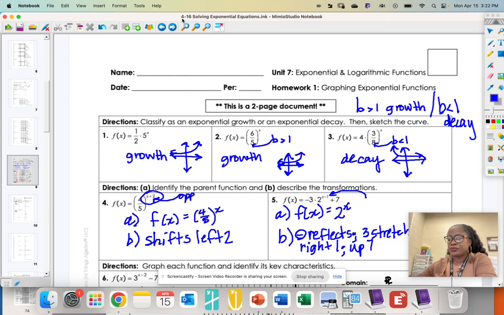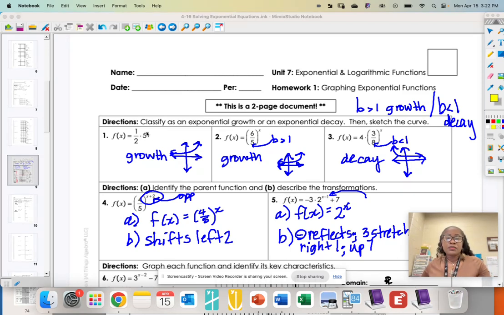Quick review, recap from what you did last time. Graphing exponential functions. First off, when you look at a function to classify exponential growth or decay, you have to find your b. The b is going to always be the value that's attached to the variable. So when your b is greater than 1, you've got growth. When your b is less than 1, it's decay.